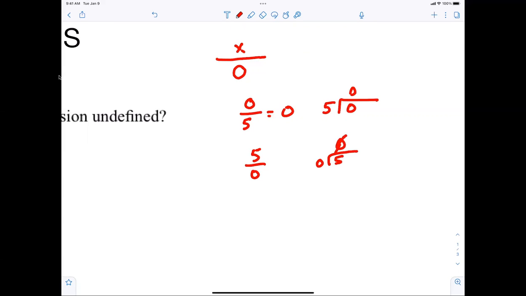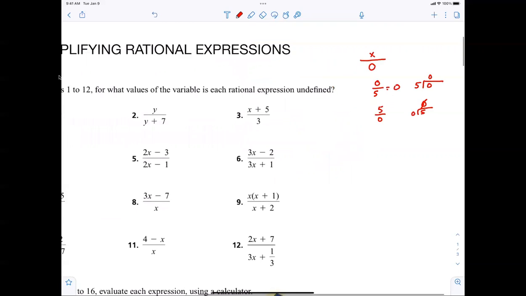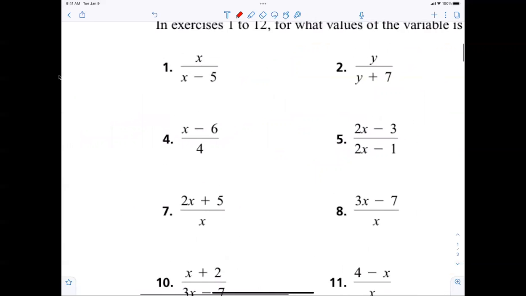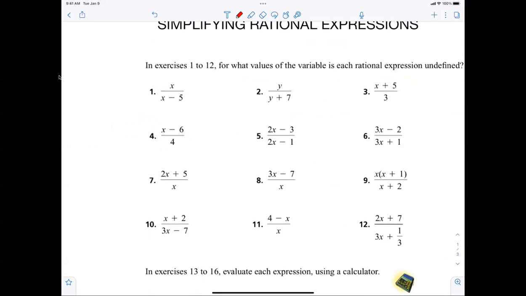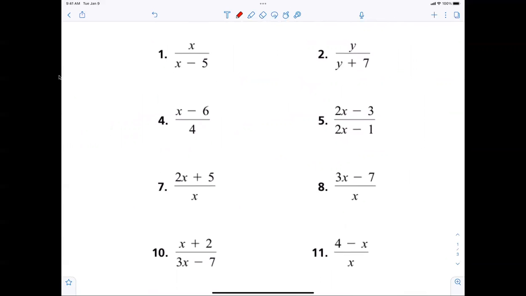So in algebra or any advanced math, you're going to be working with variables. We say there are restrictions on the variables if the variable is in the denominator. The quantity that's in the denominator cannot be 0. So if you're paying attention and listening carefully, for what values of the variable in each rational expression makes it undefined? I'm looking at question number 1.